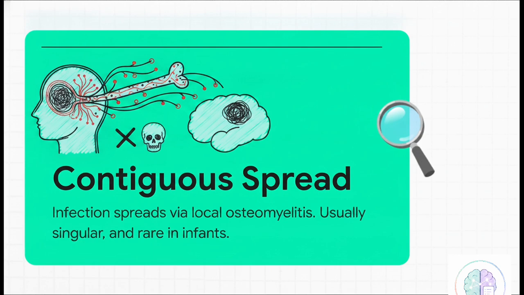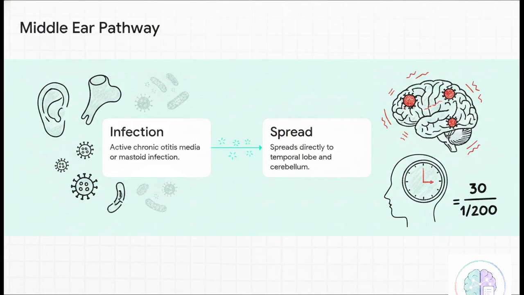What's really interesting here is that this vector is incredibly rare in infants. And why? Simply because babies haven't developed the aerated pyronasal and mastoid air cells needed for the infection to take hold in the first place. So let's quickly map out the 3 main contiguous paths. Path number 1 starts right in the middle ear and mastoid air sinus. Basically, an active chronic otitis media or mastoid infection spreads directly into the temporal lobe and cerebellum.